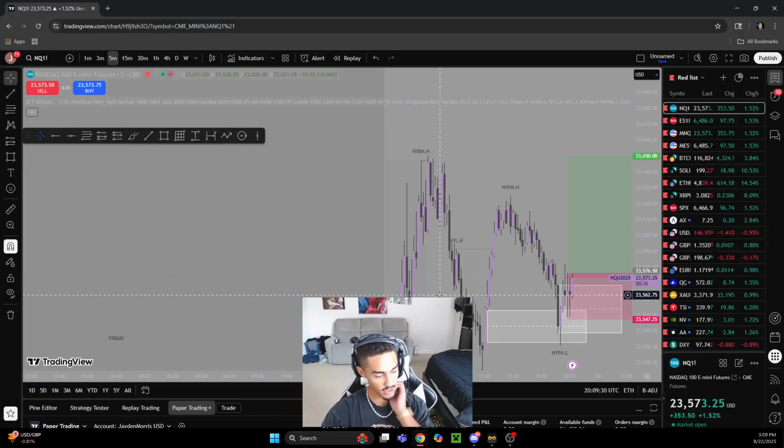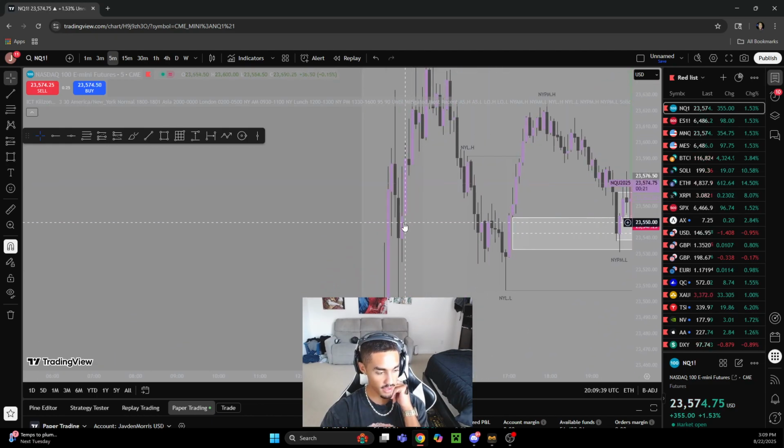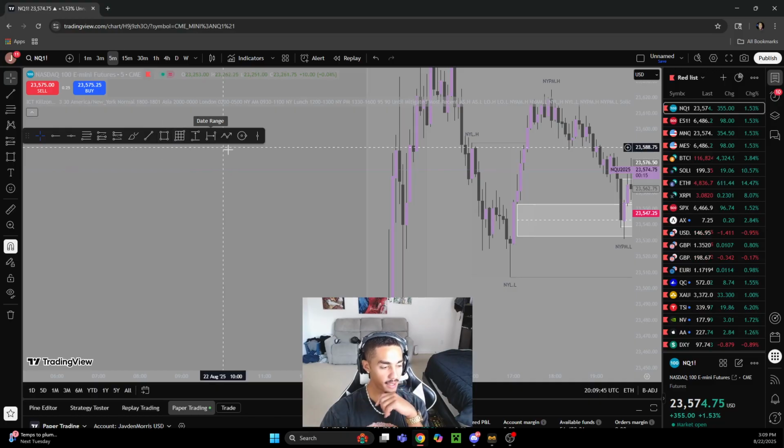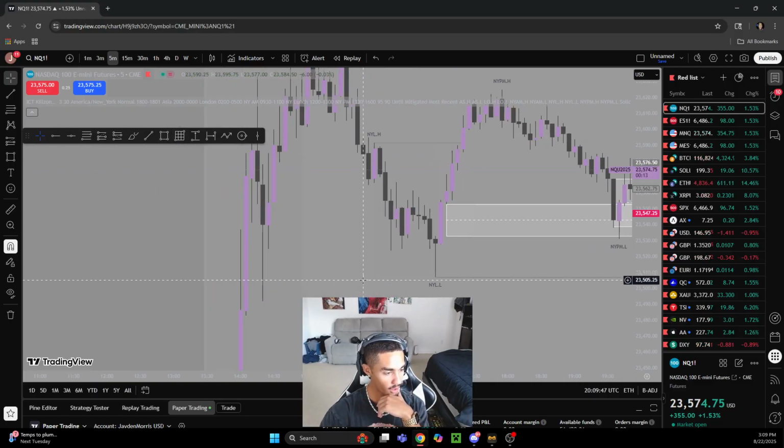So I'm going to teach you guys about order blocks in a little bit. They're more complicated to find, but overall they're basically the same thing as fair value gaps. They're just a little different. Oh my gosh, look at this.